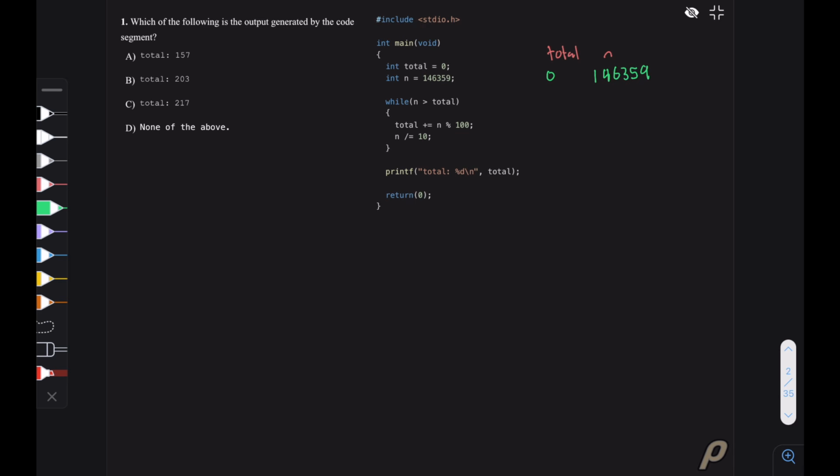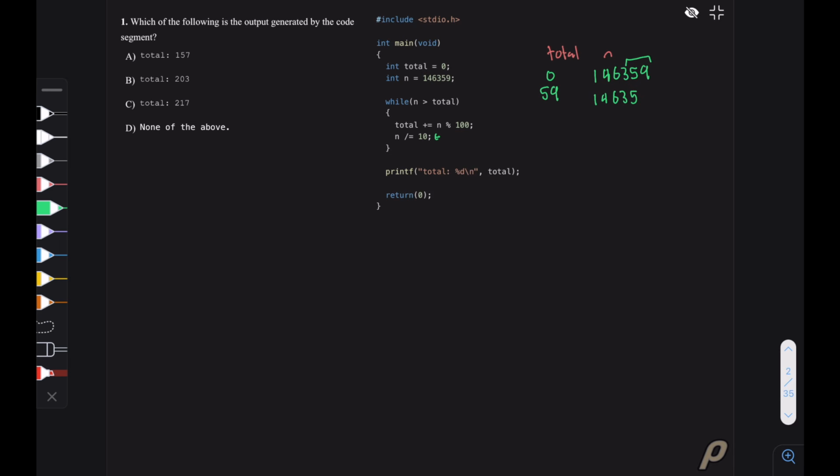Now we have this while loop that says while n is greater than our total, then we take these next two steps. In the first loop, n is greater than total, so we go into the loop and we perform n modulus 100. All that's doing is getting the last two digits of n and putting it into the total. So our total will now update to 59, because anytime we're modding by 100, we're just getting these last two digits, 59. Then n, down here, we're dividing by 10, so we get 1, 4, 6, 3, 5, and we just strip off the last digit because of integer division.